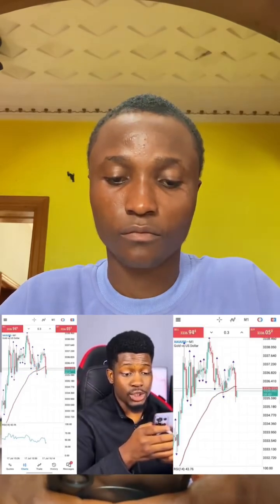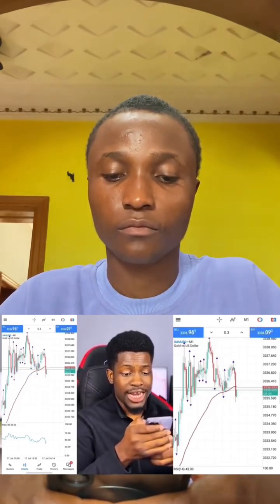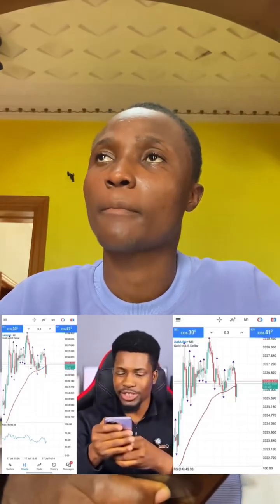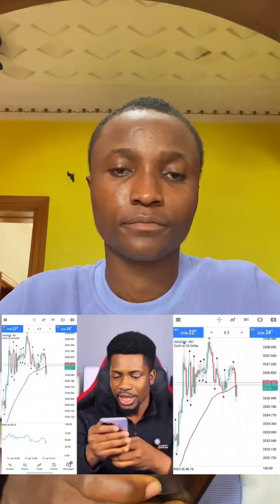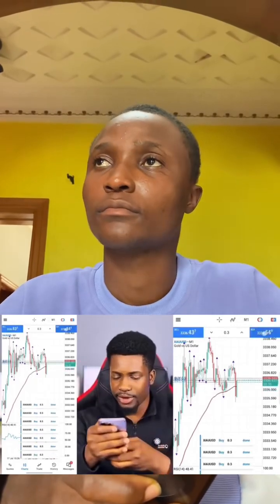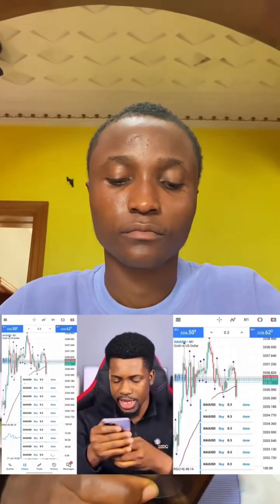A group of fractals are forming, meaning we can easily buy, but then we just have to wait for our moving average. Maybe as it crosses above this zone here, we're going in. Good. So it just crossed above it. So let's take some trades now. I'm still using 0.3, right? Let me just add some more trades there.